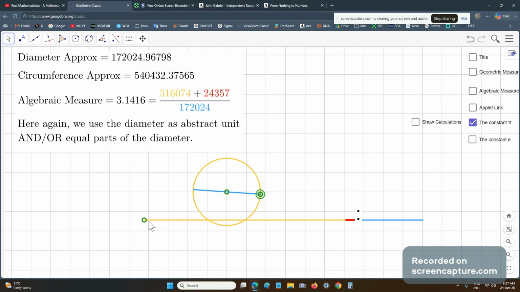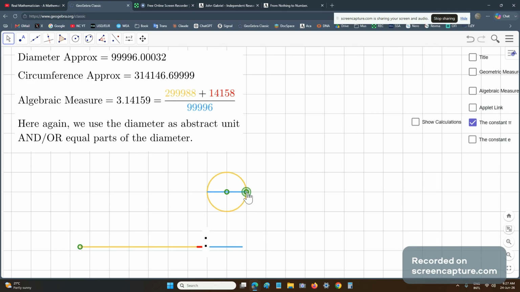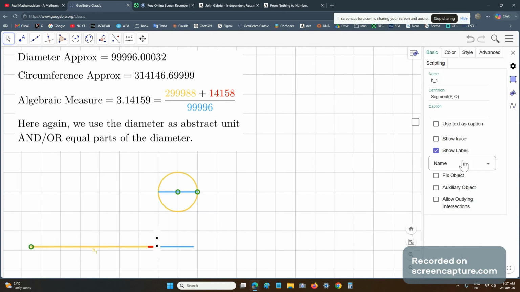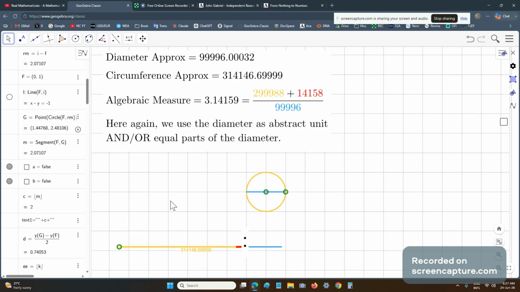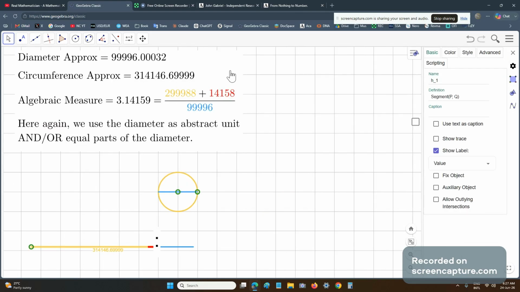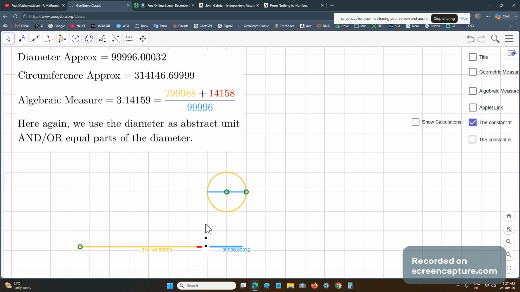This ratio here is immeasurable, okay. So I mean, if we have to put the value in there, let's show the label. That's the value. And the red part, if I can get the red part in, I'm still on. I'd have to go into my algebra section here. I think it's J1. Nope. Okay, never mind. I'm not going to bother with that, but this red part here is 14,158. And of course, this guy here is a diameter, which is 99996 approximately. But I always take the integer part.